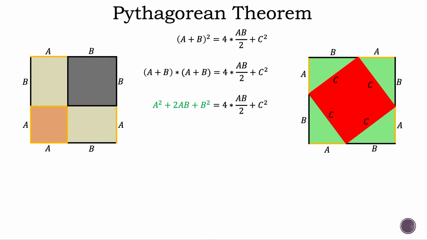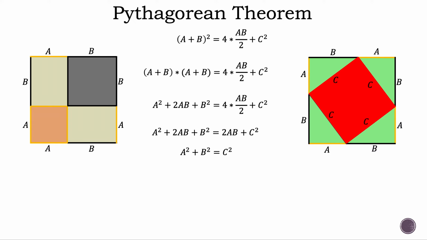Now we're going to focus on the right hand side, 4 times ab divided by 2 plus c squared, and multiply 4 times ab divided by 2, and the result of that is 2ab. And now we have a squared plus 2ab plus b squared is equal to 2ab plus c squared. We have 2ab on both sides of the equal sign, so we can go ahead and cancel them, and now we're left with a squared plus b squared is equal to c squared, and that is why the Pythagorean theorem works mathematically.